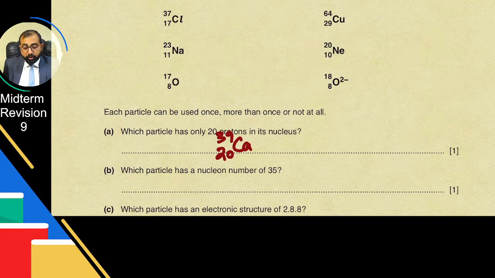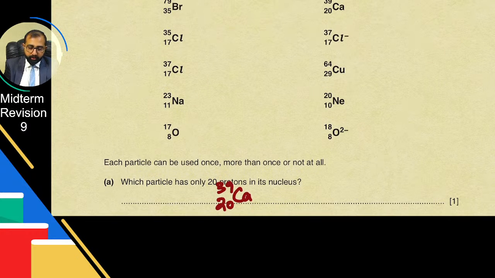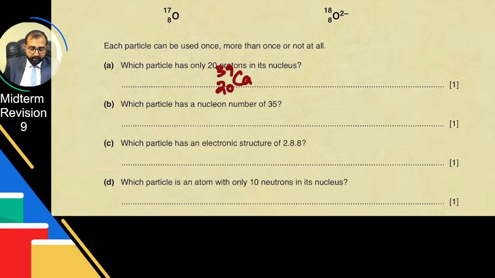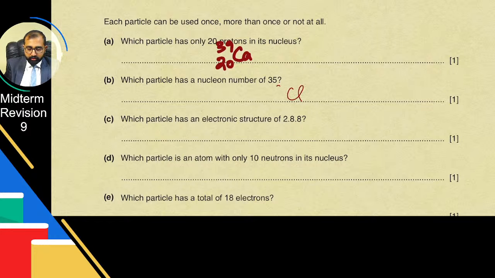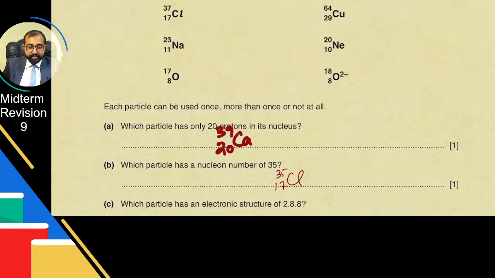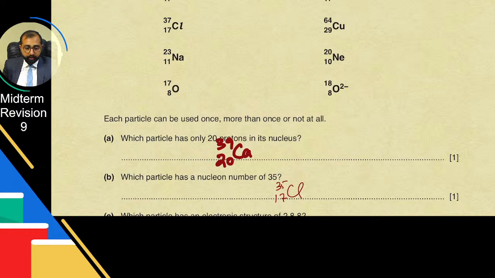All right, next one. Which particle has a nucleon number of 35? That means the bigger number 35 on the left side. So bigger number 35 on the left side, this one. So we'll pick this Cl 35 and 17, exactly the way it was written over there.